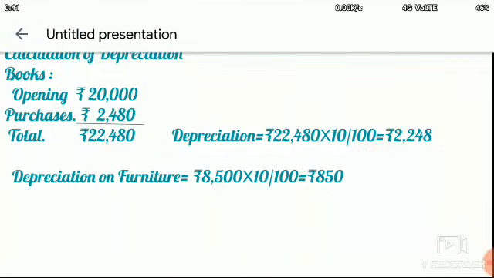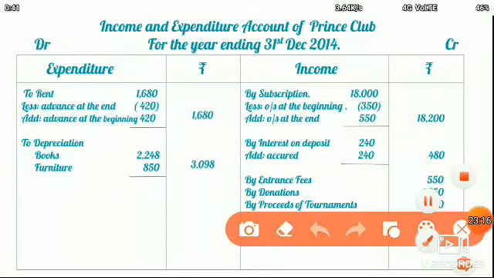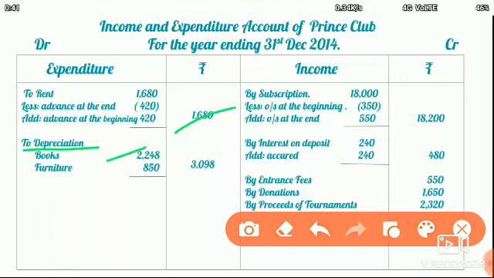So when we show it in our accounts, we will show it in this way. Rent we have already completed. Now depreciation. Depreciation for books 2,248, for furniture 850. So our total depreciation on books and furniture is 3,098.